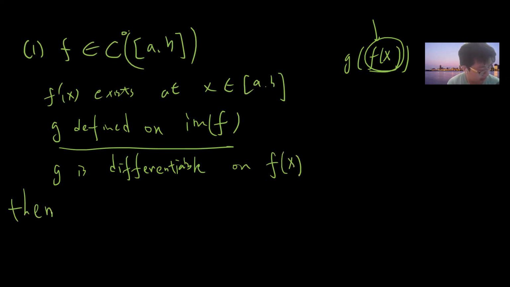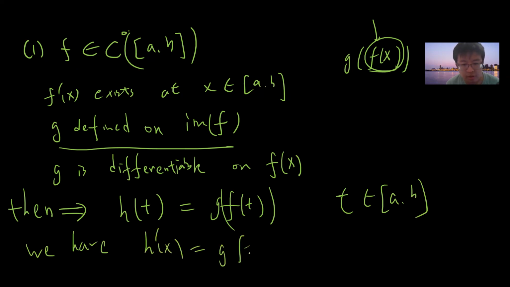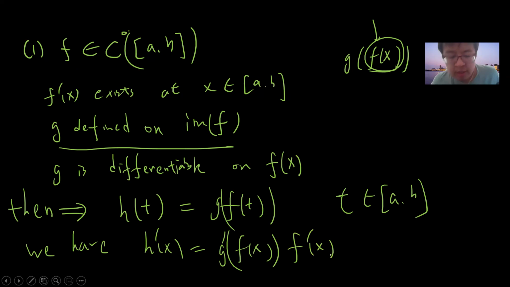Then if you define h of t to be g of f of t, where t belongs to (a, b), we have h prime of x equals g prime of f of x times f prime of x. This is the detail of the chain rule. So let's give a proof.